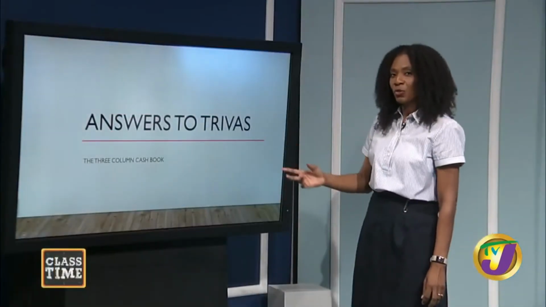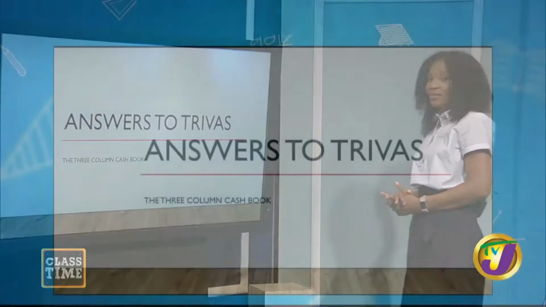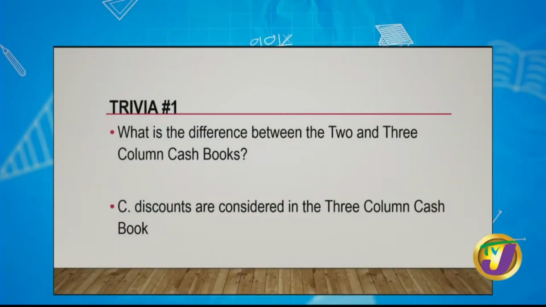Now, we had 2 trivias, and let's look now at the answers. Trivia number 1. What is the difference between the 2-column and the 3-column cash book? What was your answer? I hope you selected C. Discounts are considered in the 3-column cash book, but they are not considered in the 2-column cash book. Let's say that again: discounts are considered in the 3-column cash book, but they are not considered in the 2-column cash book.